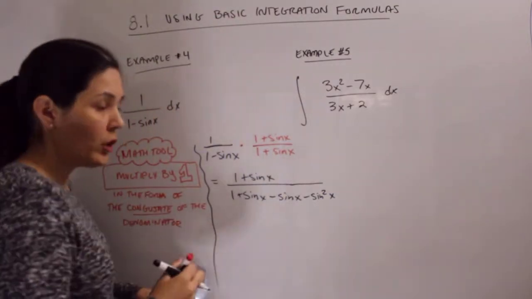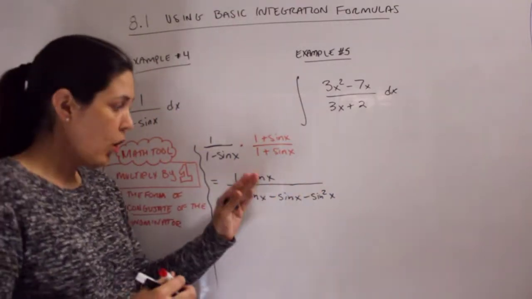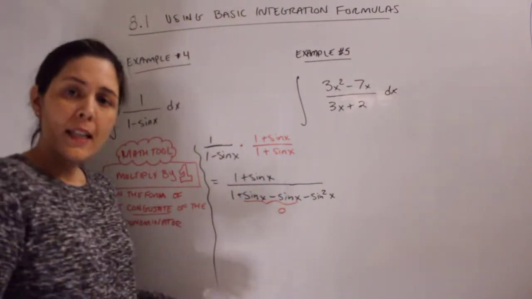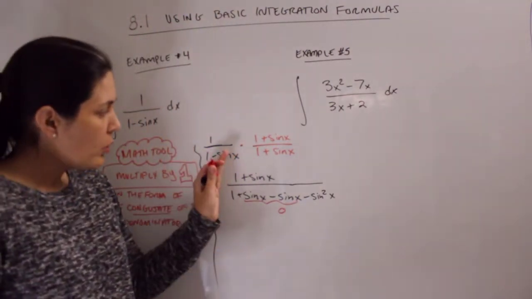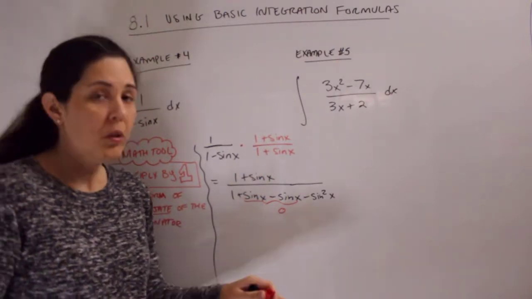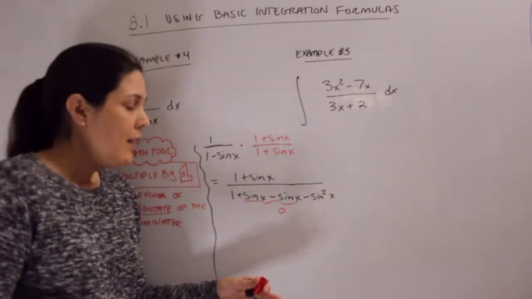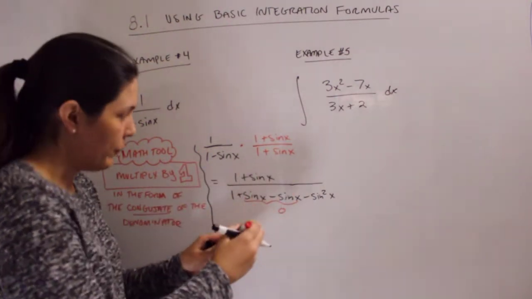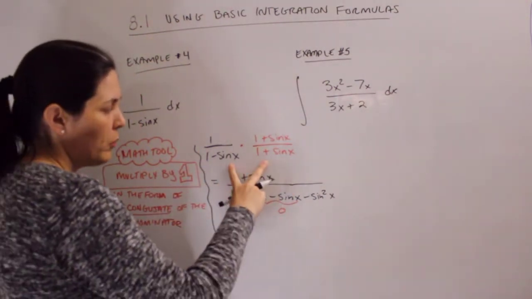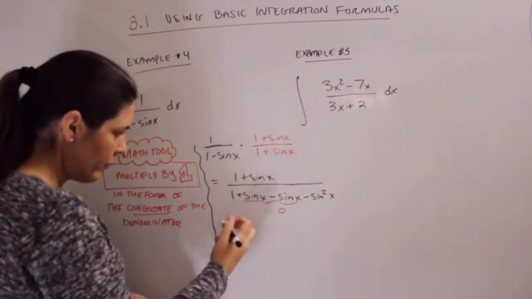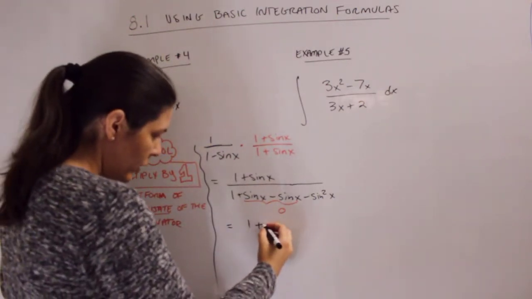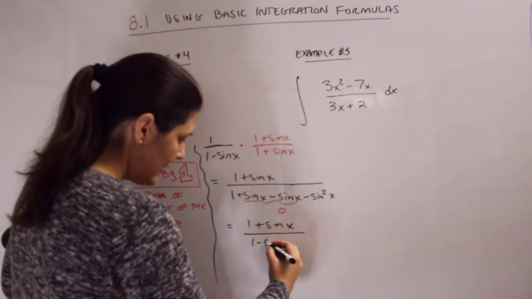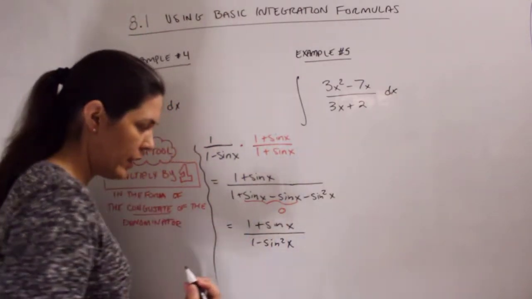And then whenever you multiply a term by its conjugate, this will always happen. These two terms will add up to 0. So if you think you're multiplying by the conjugate and these terms in the middle don't add up to 0, that's a good check. That lets you know, uh-oh, I should go backwards, maybe I messed up, because these need to add up to 0. They will add up to 0 when you multiply something by its conjugate. Then we have 1 plus sine x on top, 1 minus sine squared x on bottom.